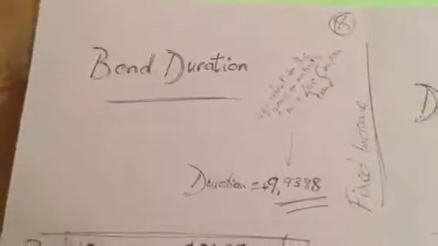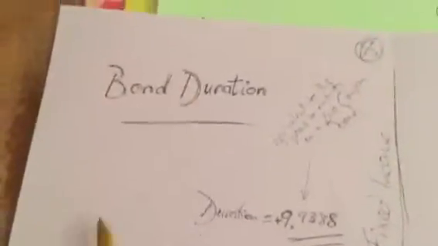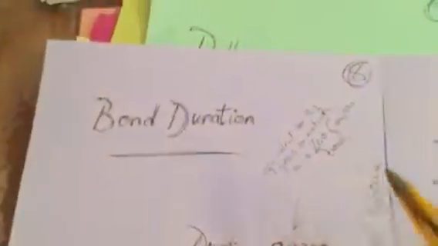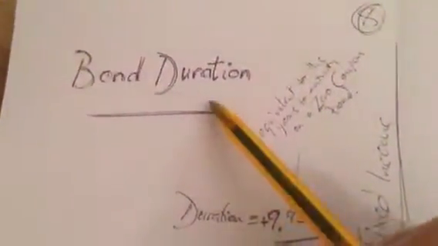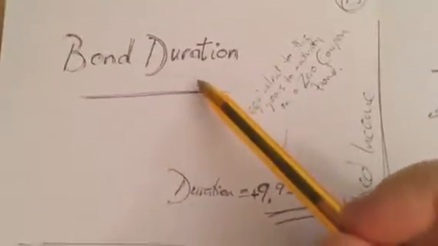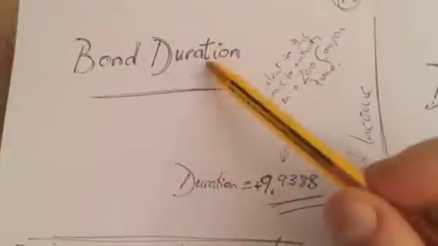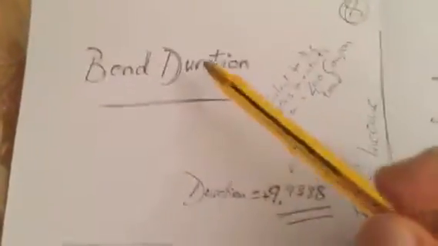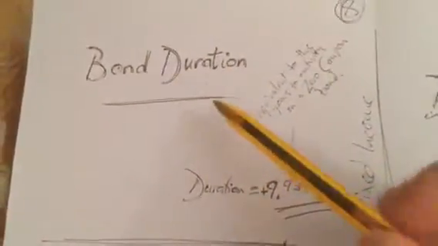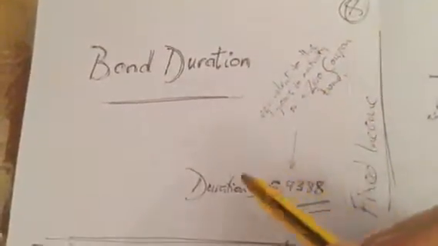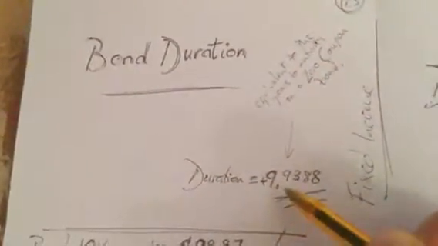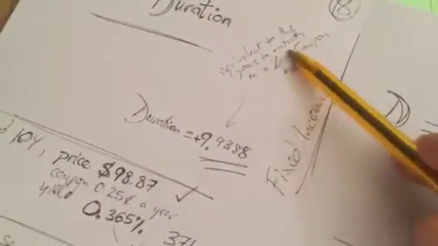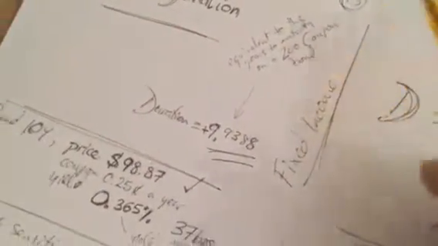Okay, fixed income topic number 8, bond duration. So what is bond duration? It is effectively, if we were talking about a zero coupon bond, the duration and the number of years to maturity would be exactly the same. So when we have a vanilla bond with a coupon, what we're doing is calculating the duration, which is equivalent to the years to maturity on a zero coupon bond.